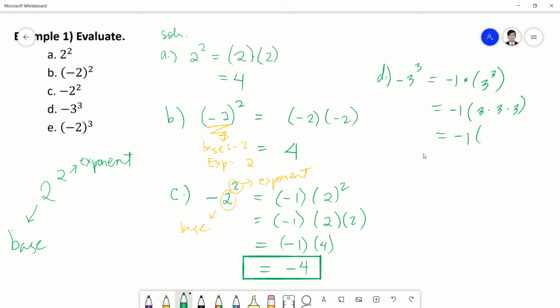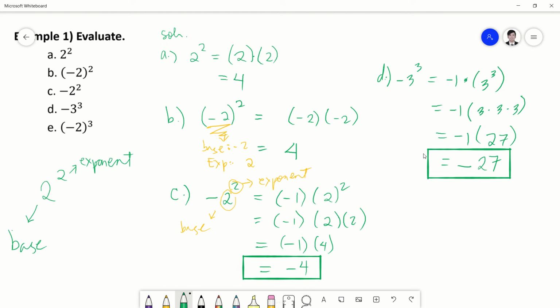Negative, 3 times 3 is 9. 9 times 3 is 27. So, negative 1 times 27, different signs. The operation is multiplication, so it will turn out to be negative 27. And that is our final answer.